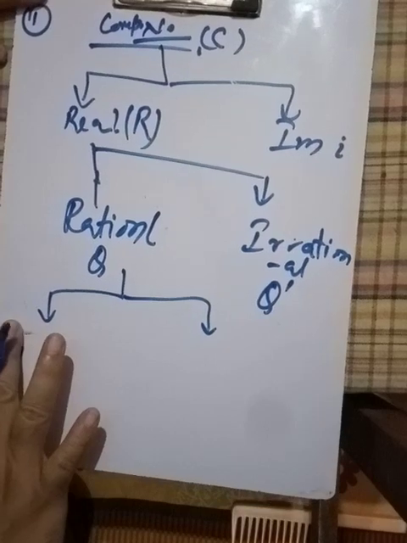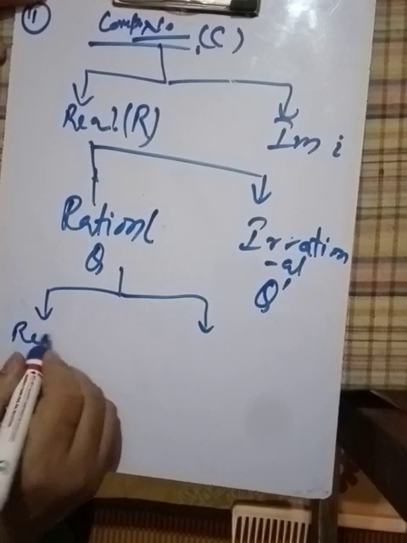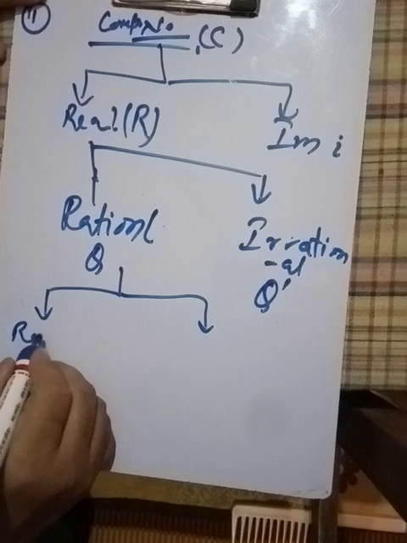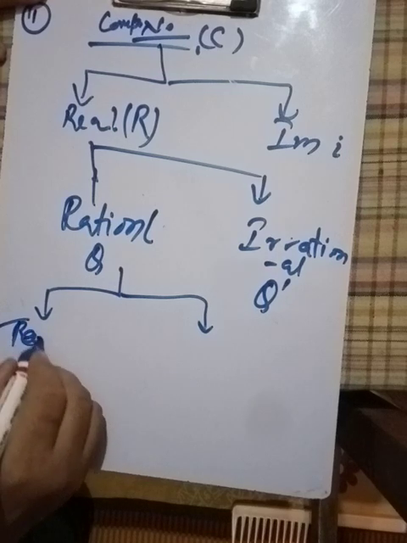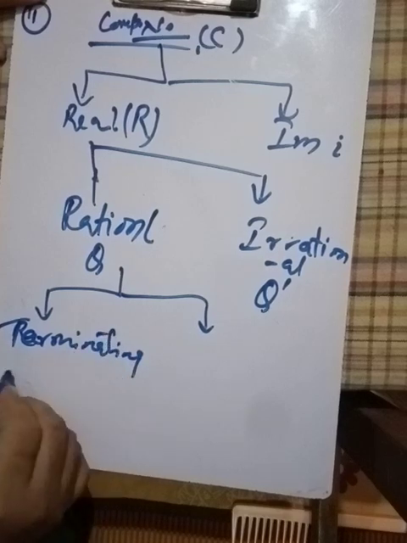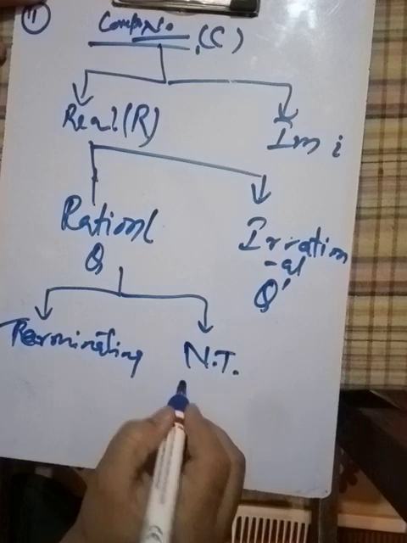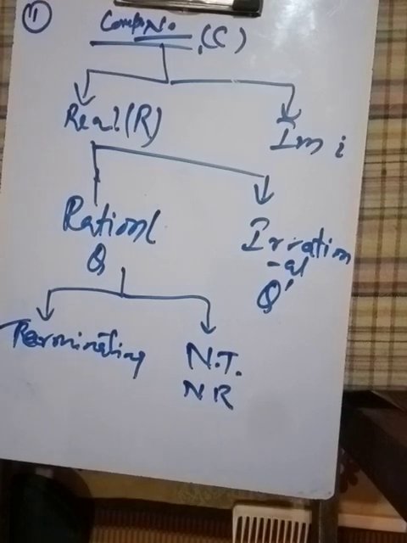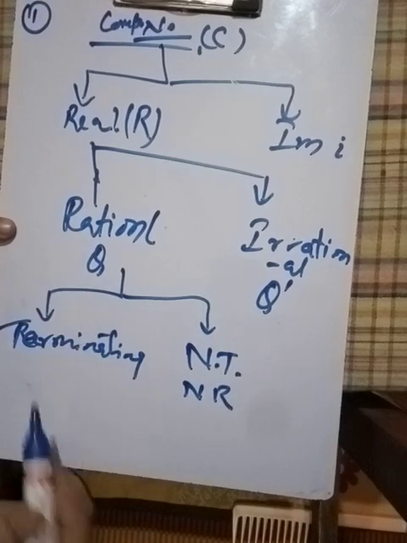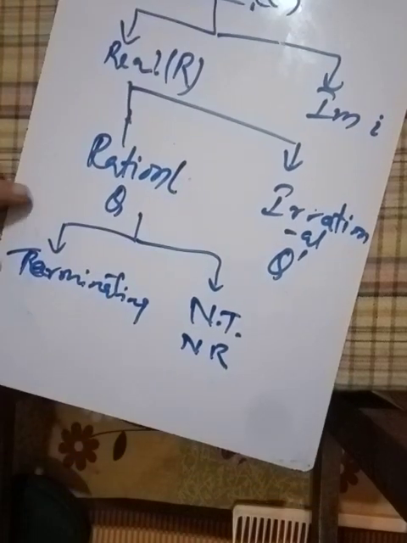Leave the fractional, and you take this in two forms only: terminating, and another is non-terminating, non-repeating. So this is taken as Q. This terminating and non-terminating number is not a valid proper number.